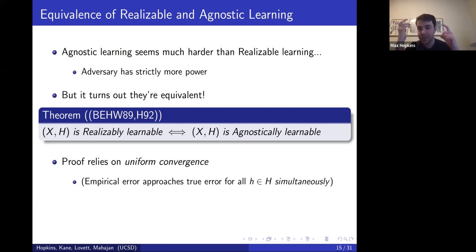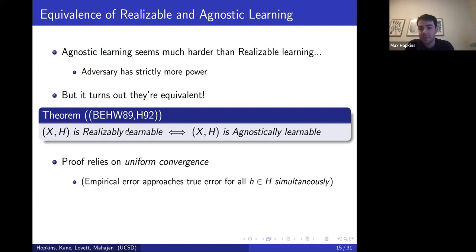It's saying that on a large enough sample, not only is a fixed hypothesis being well estimated, all of this big infinite set of hypotheses is all at once simultaneously being well estimated. This is a very strong assumption. But it turns out that this is actually equivalent to learnability, to PAC learnability.